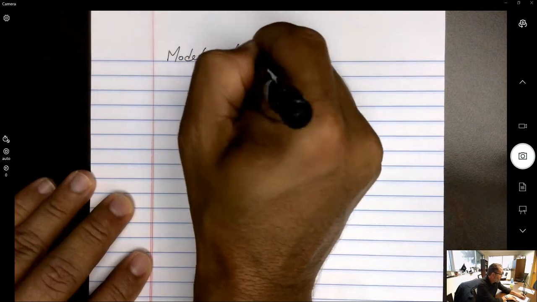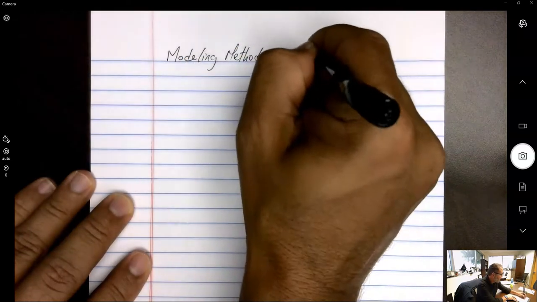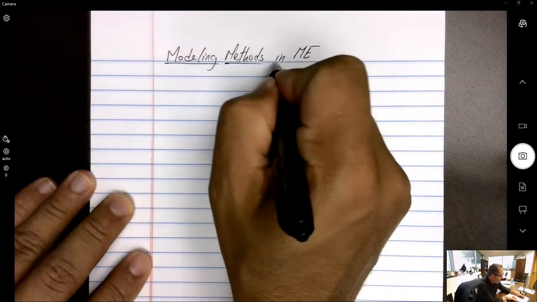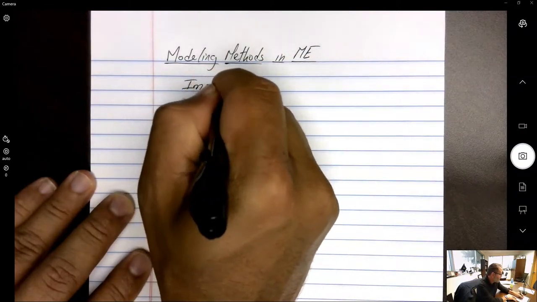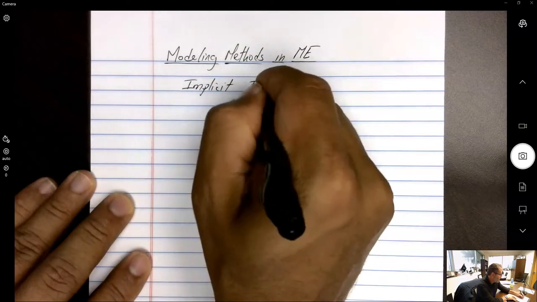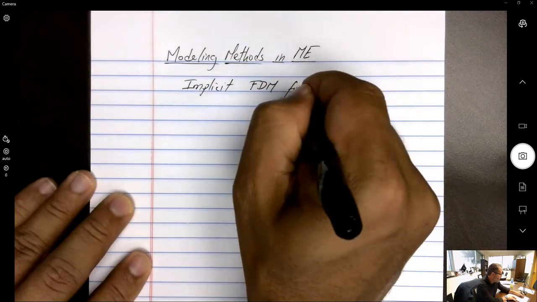Modeling methods in ME. And what we'll discuss today is an implicit FDM formulation.